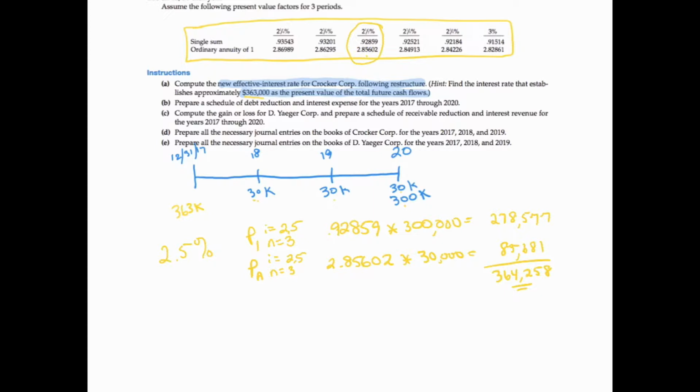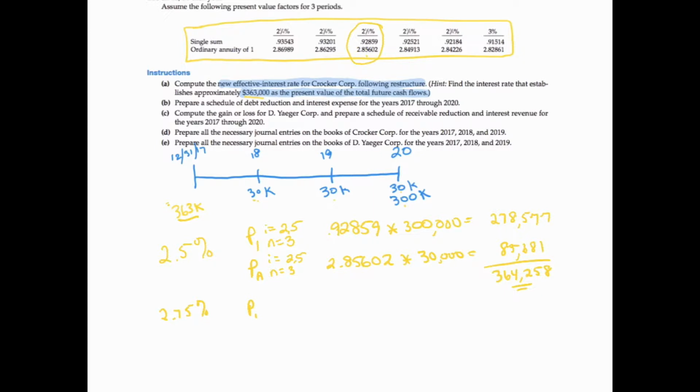Well, that's too high, because what we're looking for is something at the 363,000 level. The payments remain fixed, so what we're looking for is essentially the principal portion. If we want the value to decrease, what we need to do is bring that down, and we do that by increasing the interest rate. So let's try 2.75%.